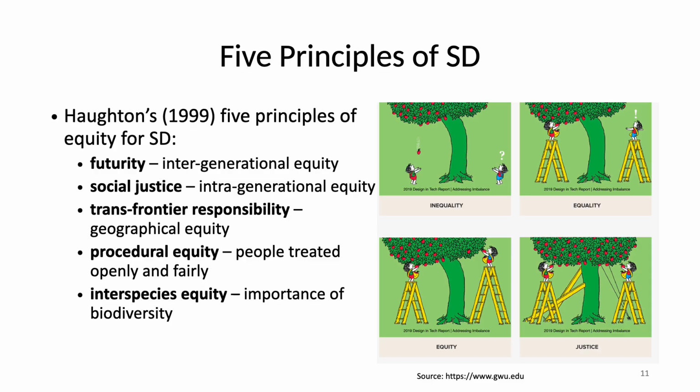And the final principle, which is about interspecies equity, recognizes the importance of biodiversity and ecosystem integrity. So it places survival of other species on an equal basis to the survival of humans. So it recognizes that it's not just we humans that count, but also this entire complex ecosystem within which humans live. We are part of the environment.